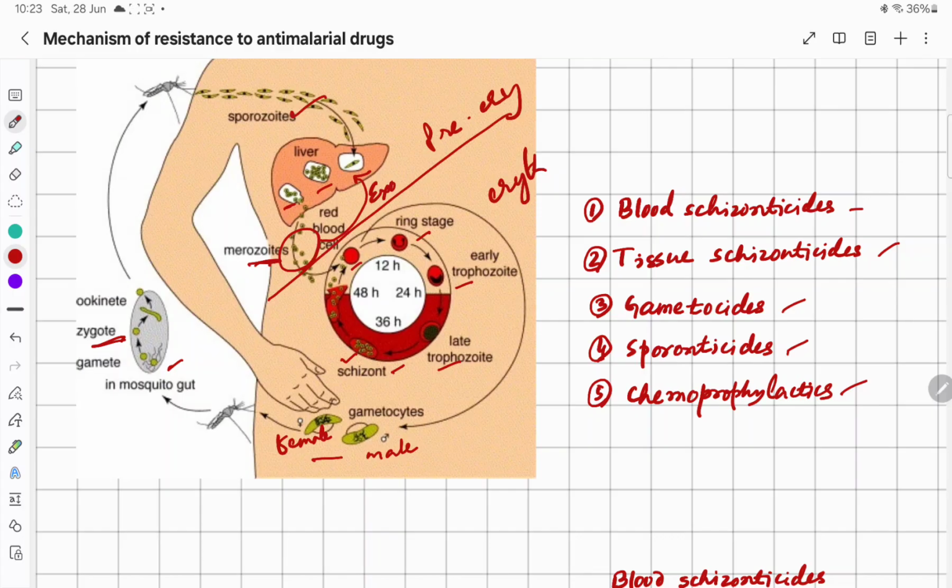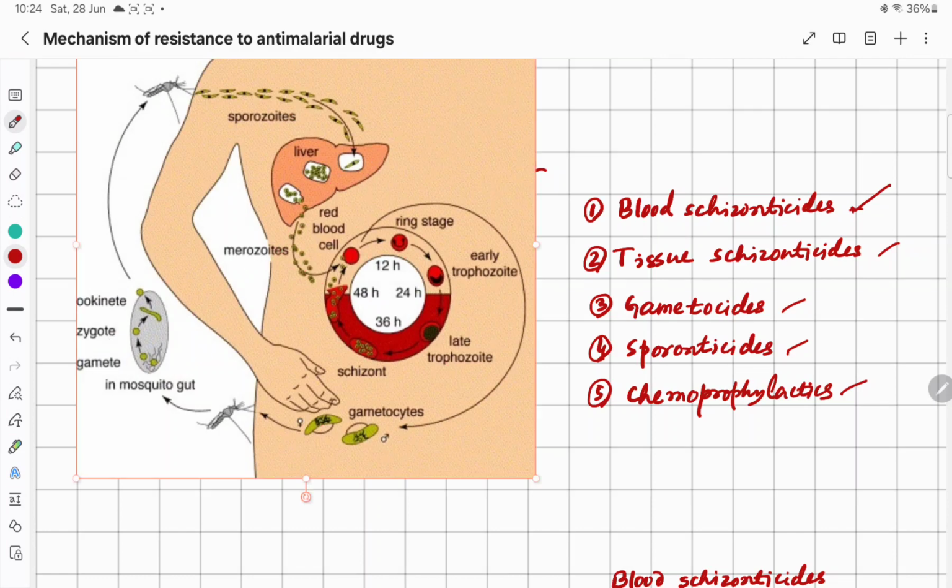So in the erythrocytic stage, the RBC is attacked by the merozoites, and initially there will be ring stage by 12 hours, ring-like structure, ring stage, then early trophozoite stage, then late trophozoite stage, and finally the scission stage. By 48 hours it bursts to release again merozoites. So the drugs which act in this erythrocytic stage are called blood schizonticides, and the drugs which act in the liver, kills the hypnozoites, they are called as tissue schizonticides.